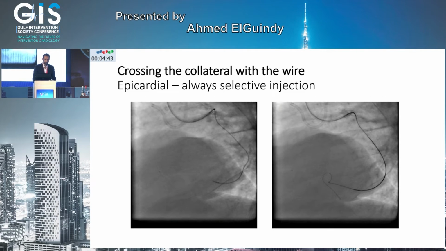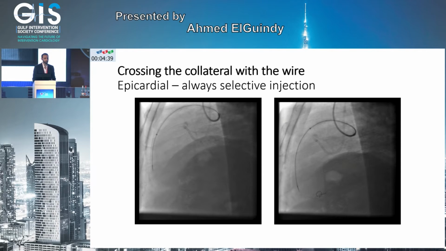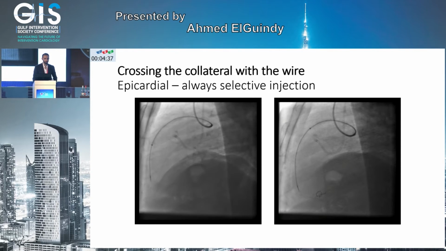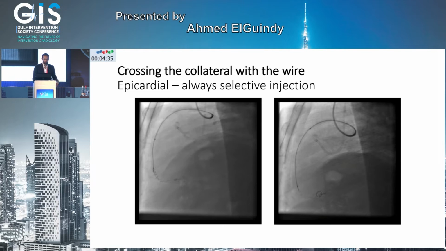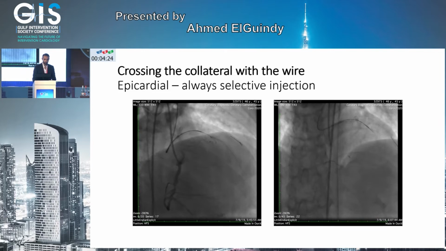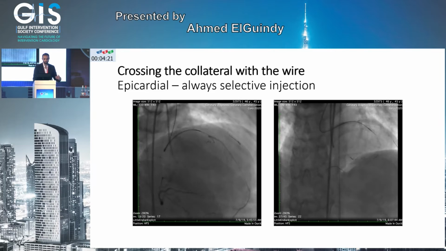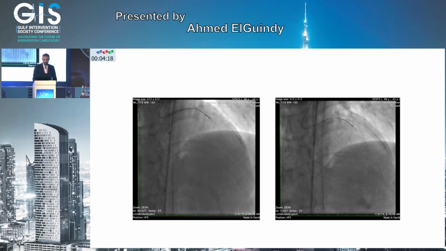With epicardials, you want the selective injection, and you really want to understand the anatomy in more than one view because you don't want that wire to deviate in the wrong direction. This is an example of a very small and tortuous epicardial collateral, but I'm showing it to you because when you understand the anatomy, with the current technology and expertise, this can be crossed very safely.